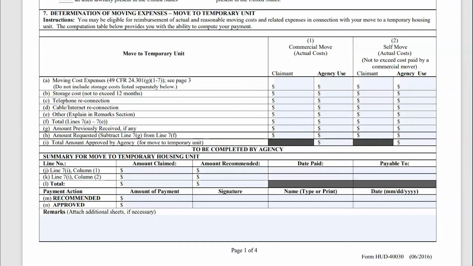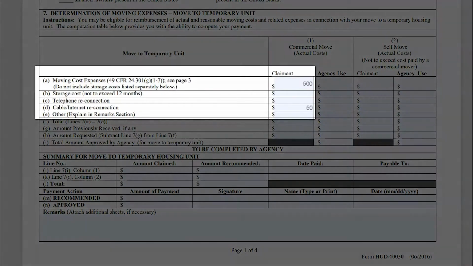First, cells 7A through 7E will be filled in by the claimant with their actual costs incurred for temporary moving. 7A through 7D provide common examples of temporary relocation costs that can be incurred. Other costs can be claimed in 7E, and they will need to be explained in the remarks section at the bottom of the page.